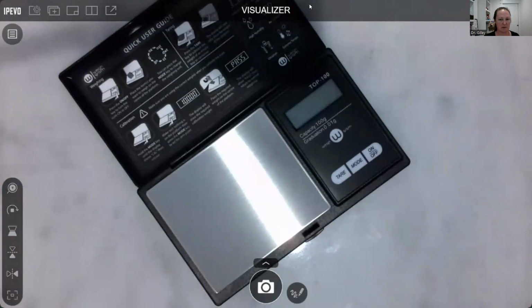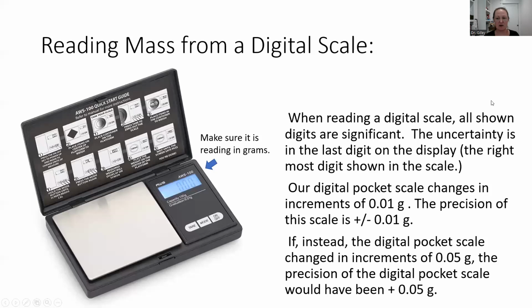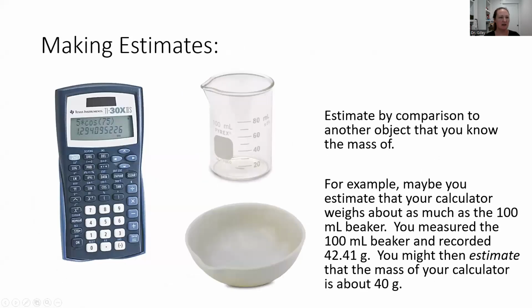Okay, so coming back here. All right, so let's move on. Partly in the data, it asks you also to make estimates. So for example, it might want you to estimate the mass of your scientific calculator. So you don't want to weigh the scientific calculator. So don't weigh it, right, to make an estimate. You just want to guess.